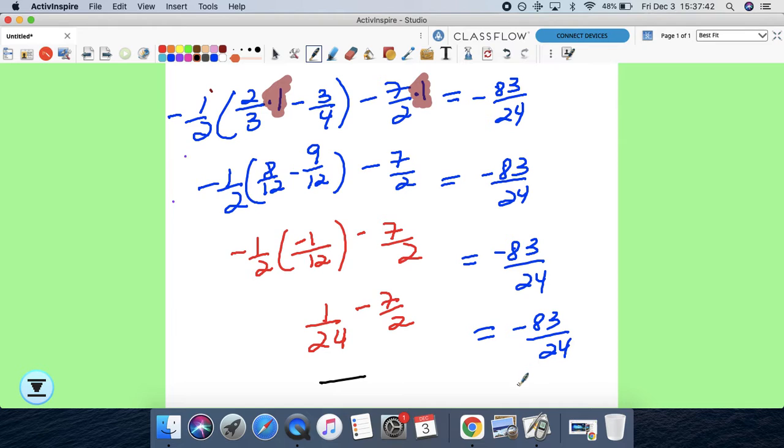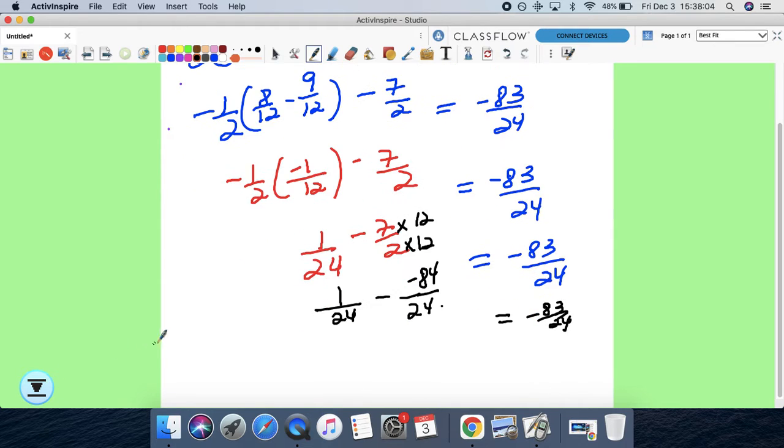So again, on the right side, still negative 83 over 24. On the left side, let's subtract this. In order to subtract this, I have to find a common denominator, which is going to be 24. To the 1, I do nothing, but here it's times 12 gets me 24. So I multiply the top by 12, and I get negative 84, right? So that's the equivalent fraction. Well, now it's just a matter of subtracting, and I think we have good news.